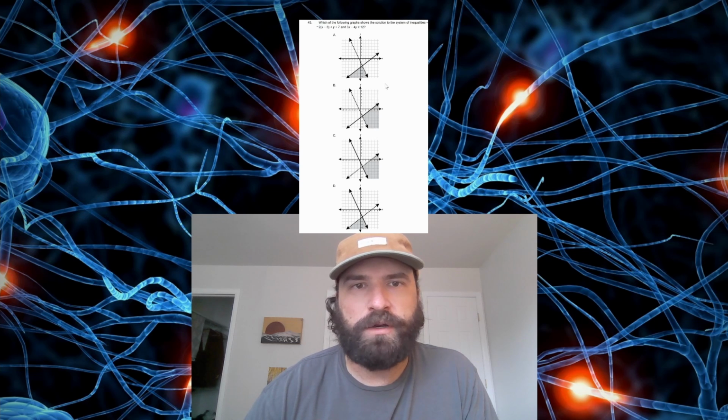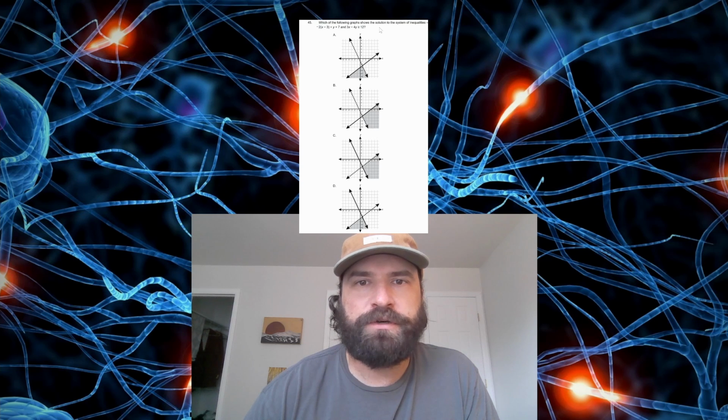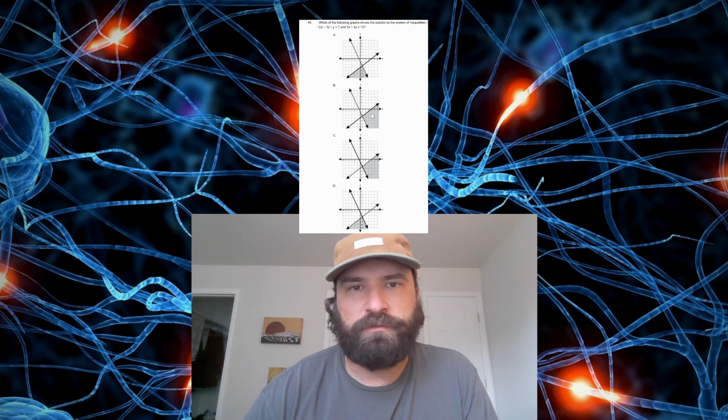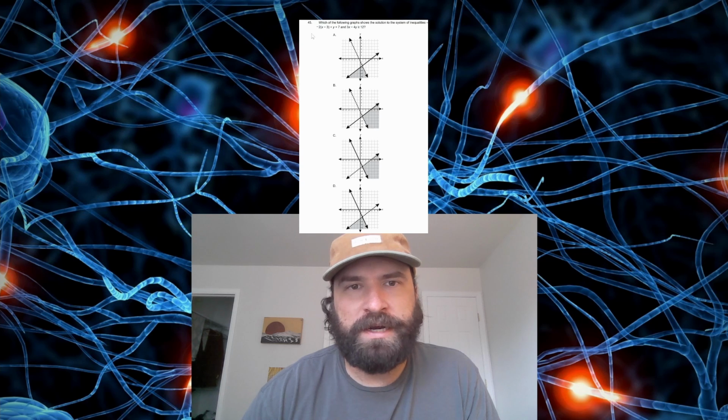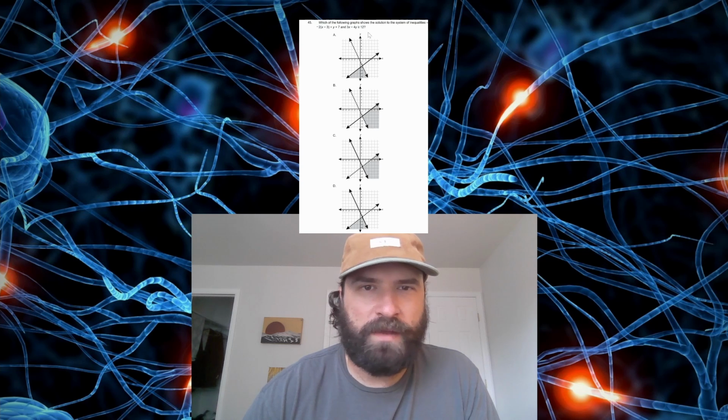All right, let's run through another Mtel question. This one says, which of the following graphs shows the solution to the system of inequalities for these two equations here? And then we've got a list of graphs here that could represent these inequalities. So these equations are kind of tough to read because they're not in a format that I really recognize.